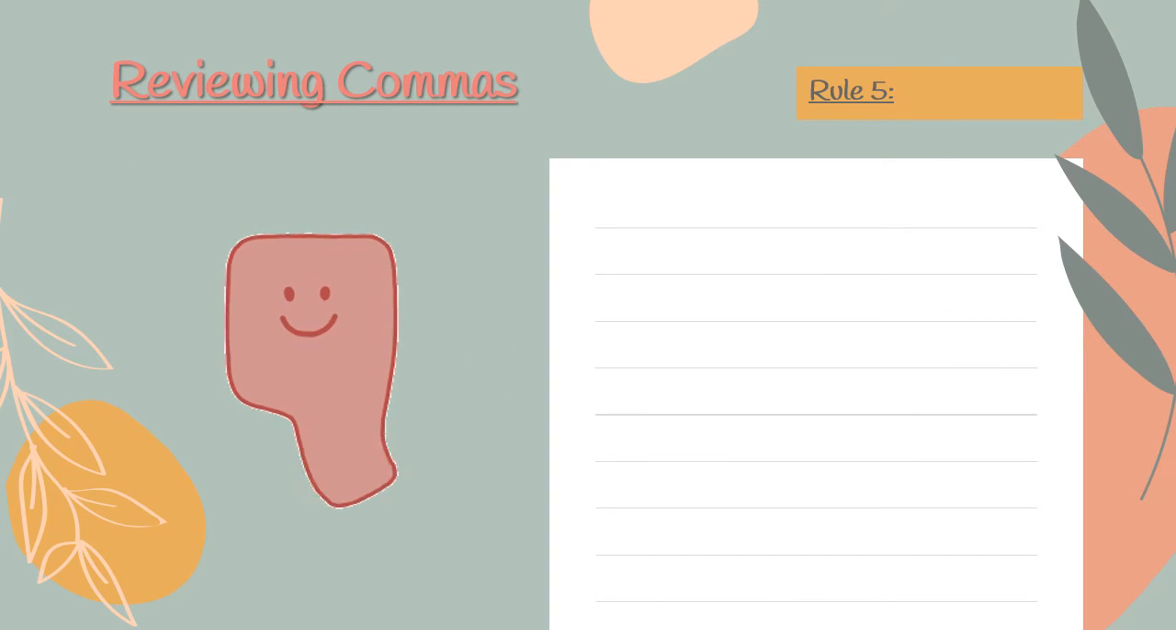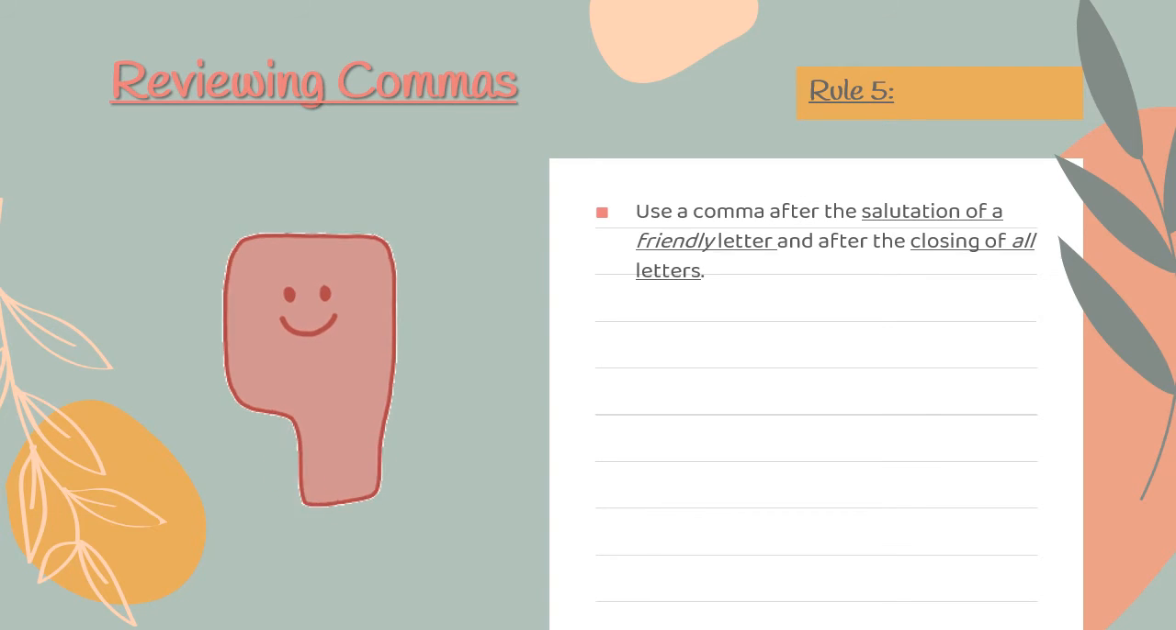Okay, let's keep going, this time with Rule 5 from your book. Use a comma after the salutation of a friendly letter. Salutation means the greeting, the opening. So use a comma after the salutation of a friendly letter, a letter that you would write to someone you know. This is not a business letter written to a business or someone important. So you use it after the salutation of a friendly letter and after the closing of all letters.